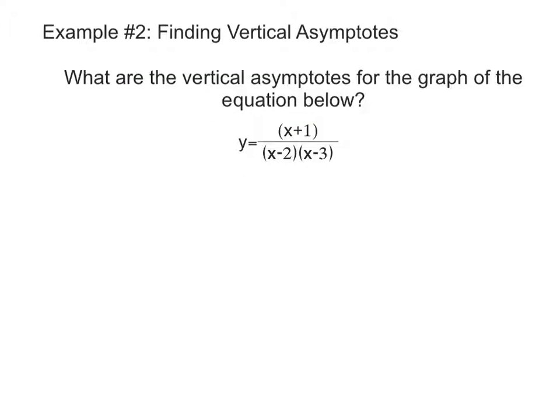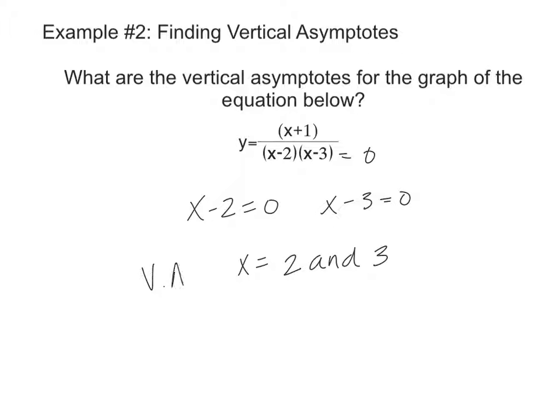So here we go. In our first example, it says, what are the vertical asymptotes for the graph of the equation below? Well, here's the deal. We don't have anything to cancel out, meaning they don't have any common factors. So we'll just set our denominator equal to 0, which is very simple, guys. So x minus 2 equal to 0, x minus 3 equal to 0. So x must equal 2 and 3 as our vertical asymptotes.